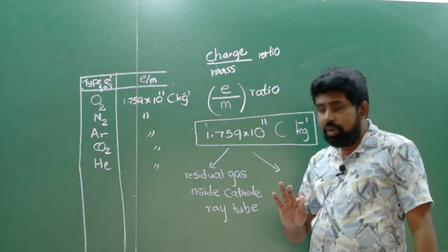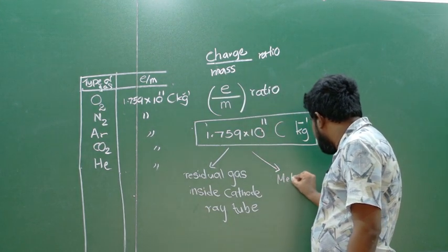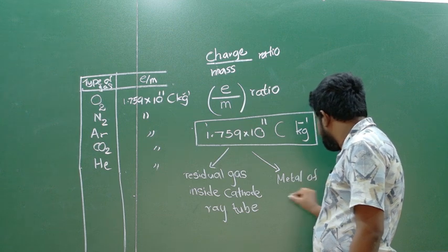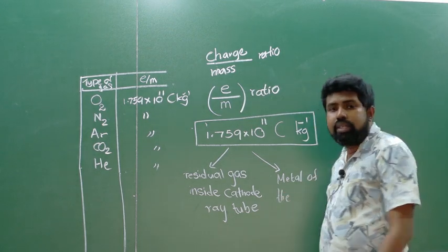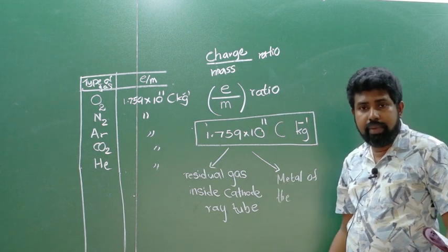Then what he did was, he changed the metal of the cathode. As you know, the cathode and anodes are plates, terminals, electrodes, and they are made up of metals.